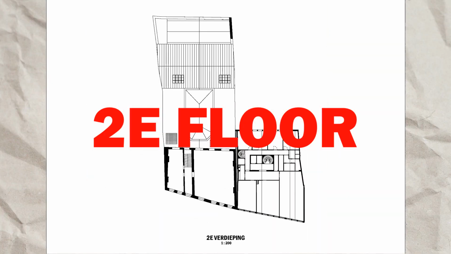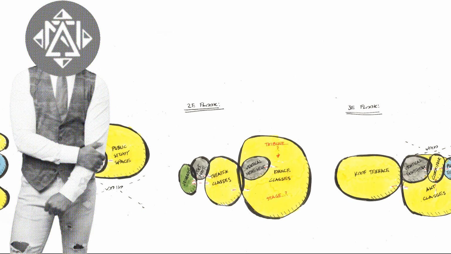Second floor. So the second floor is where you have the theater classes and the dance classes. Instead of putting the art classes on the third floor, I'm combining it with the theater classes. And the dance class space is going to be a more flexible space, so you can also have workshops and meetings there, and also performances. So the stage that was in the basement is going to be on this level.